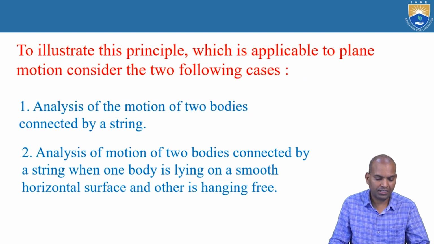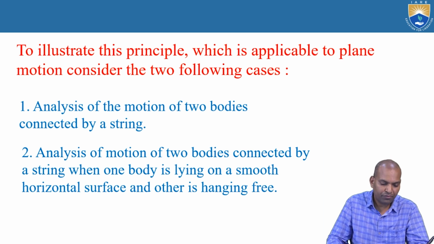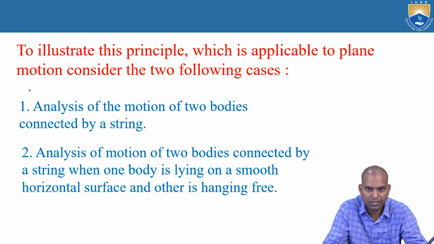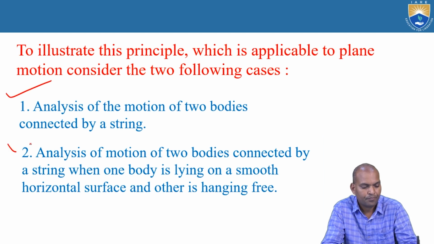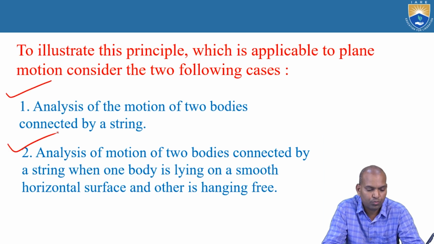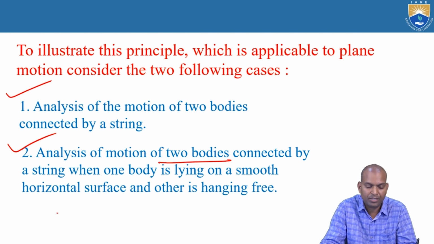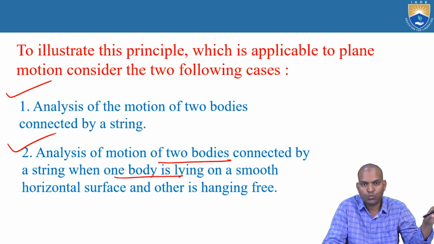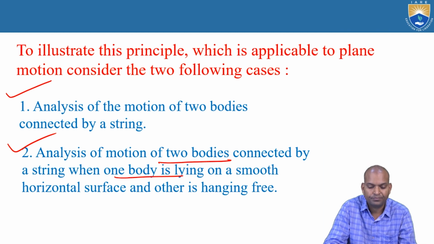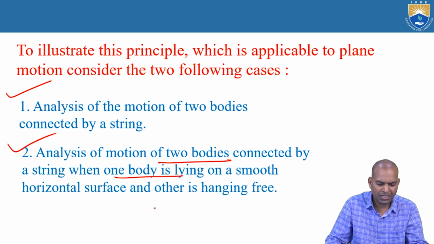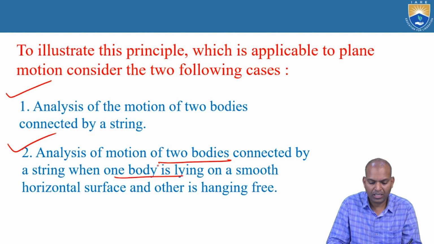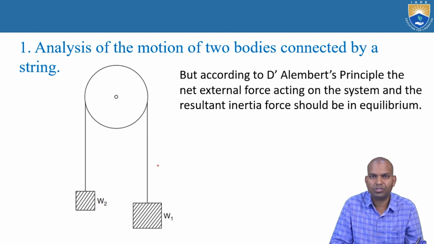Let us see what connected bodies are before going to those two cases. Here we are going to see the application of D'Alembert's principle for plane motion. There are two cases. One is the analysis of motion of two bodies connected by a string, where the tension in the string is not considered. The next one is the analysis of two bodies connected by a string when one body is lying on a smooth surface and another one is hanging free. What is the meaning of connected by a string? Let us see here.